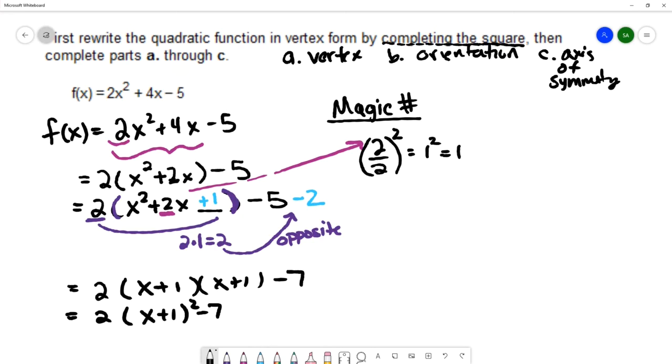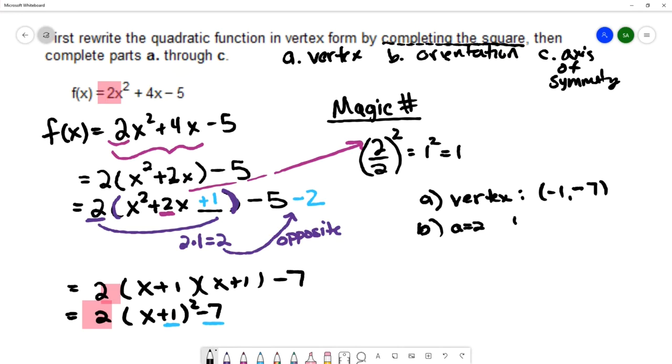And now that it's in the vertex form, I can identify the vertex. So in part A, the vertex is going to be negative 1, negative 7. The orientation of this can be found with the value of a, in either form. a is 2, which is a positive number. So the orientation of this is an up-facing parabola. The graph will be up-facing like this.